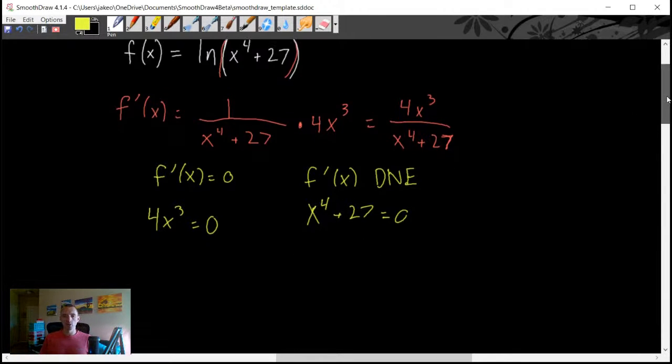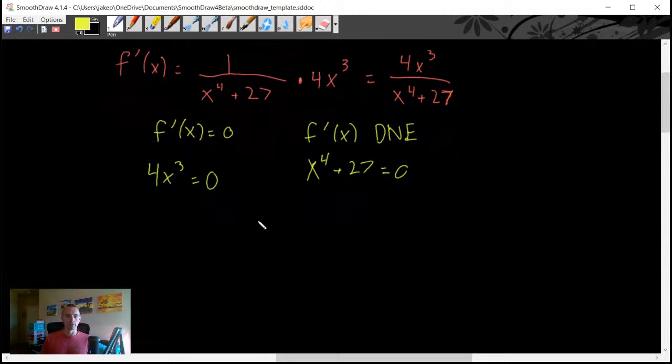Now we have these two equations that, when we solve them, will give us all of the critical numbers of our original f of x. To solve this for x, we can divide both sides by 4 and then take the cube root of both sides.